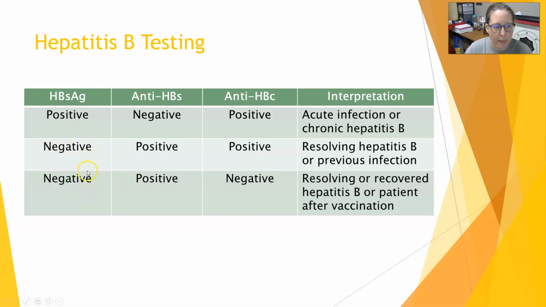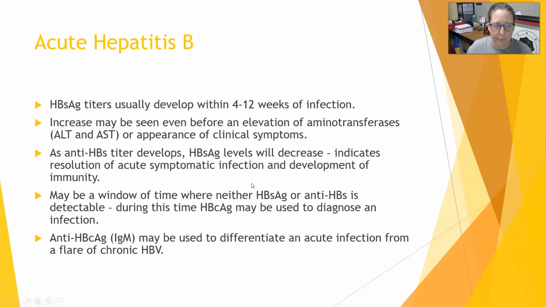And if the hepatitis B surface antigen is negative, the anti-hepatitis B surface antibody is positive, but the anti-hepatitis B core antibody is negative, that is a resolving or a recovered hepatitis B patient or a patient after vaccination. So the vaccination is expected to increase this anti-hepatitis B surface antibody and none of the others, obviously.